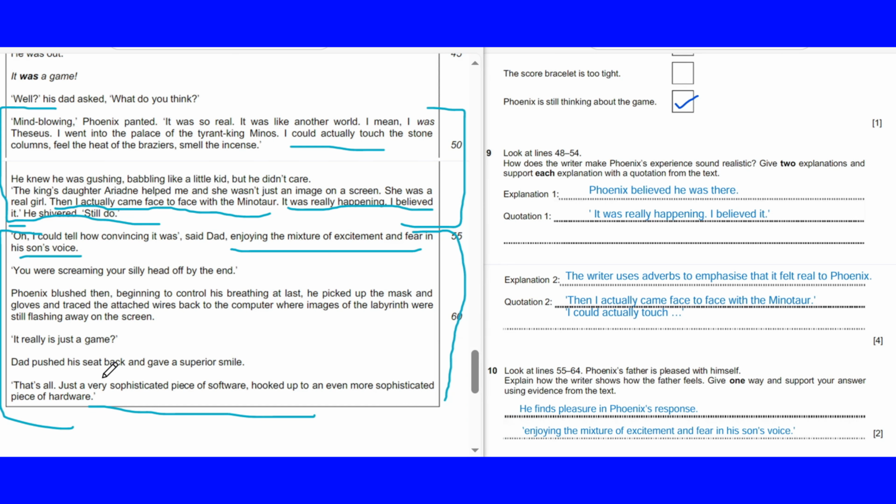Or you may also say, because of this evidence, sophisticated piece of hardware, Phoenix's father is proud of technology. Right, this is the evidence. And here, that is another possible answer. However, if you have another possible answer, you may write it down in the comment section.